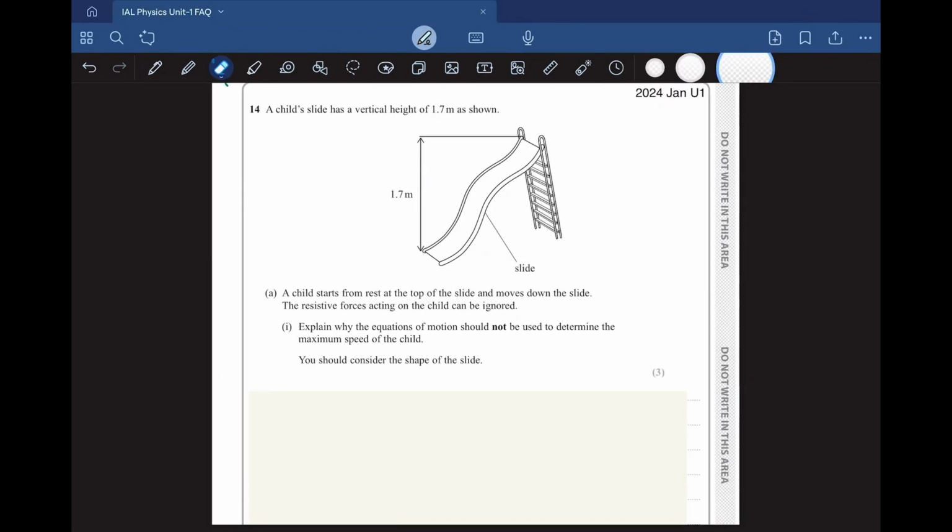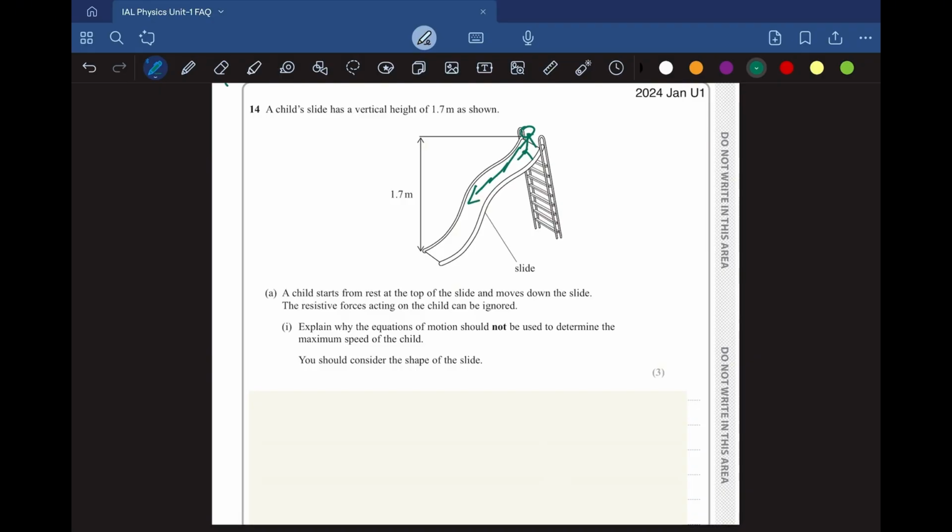The first question says a child's slide has a vertical height of 1.7 meter as shown. A child starts from rest at the top of the slide and moves down the slide. So basically there will be a child right here and he will be sliding down this slide. The resistive forces acting on the child can be ignored. So basically there will be no resistive forces acting on the child. Actually it will be acting, but we will have to ignore it as the question suggests.